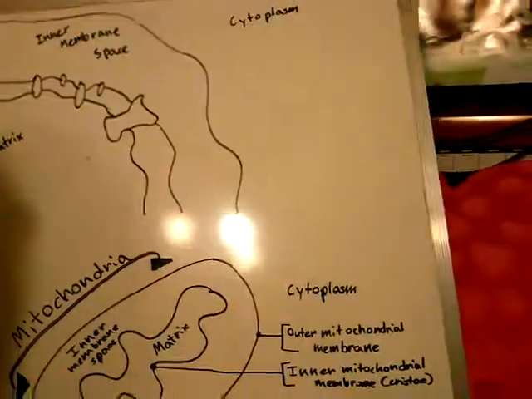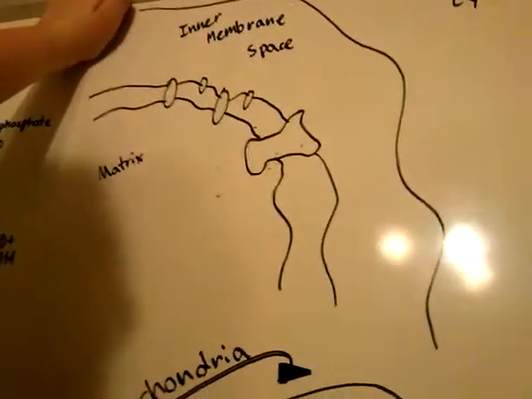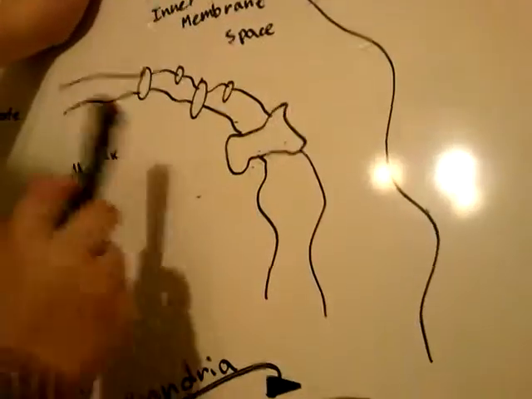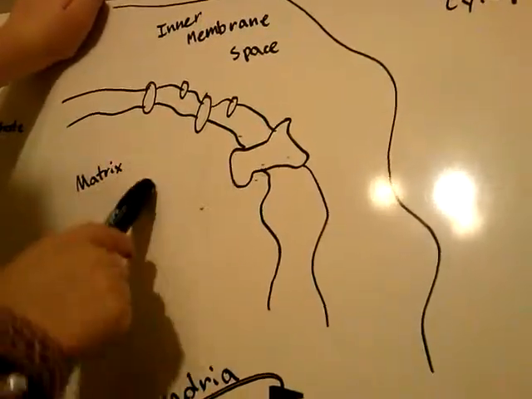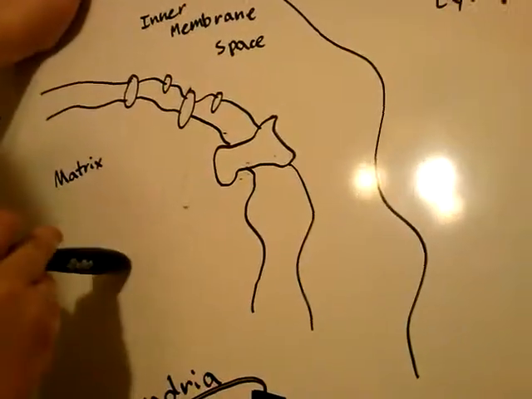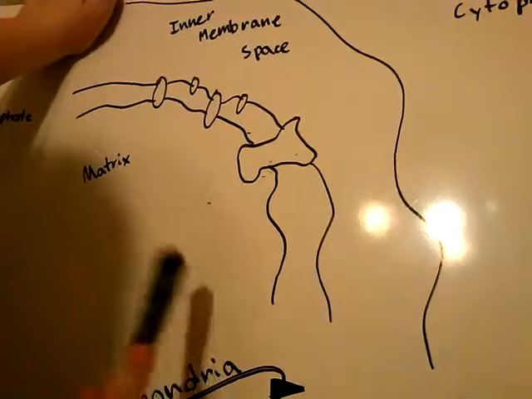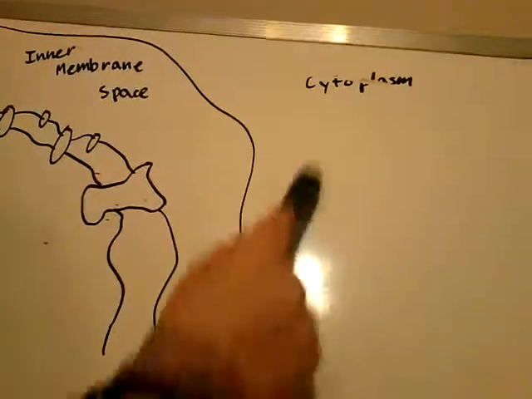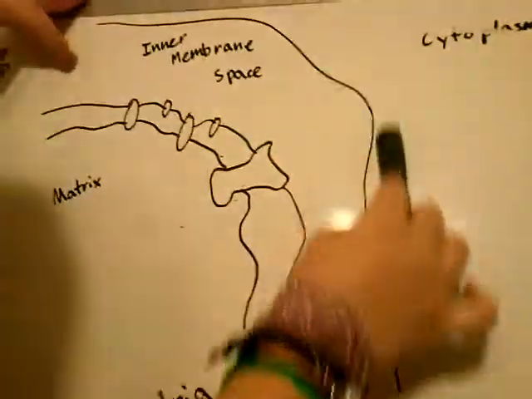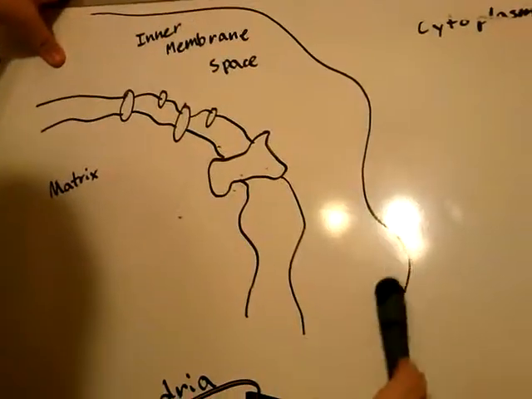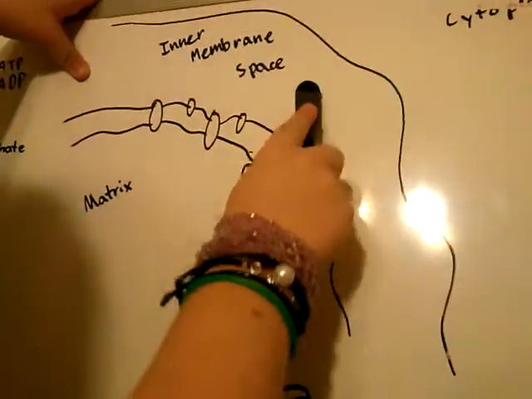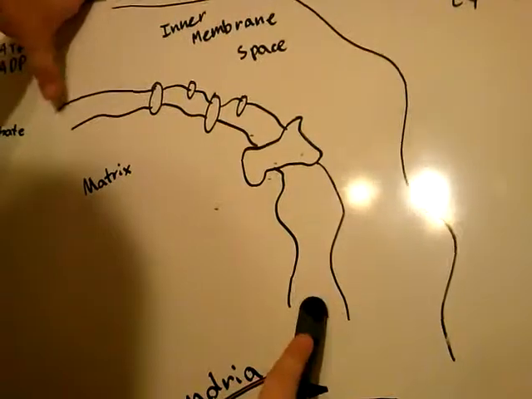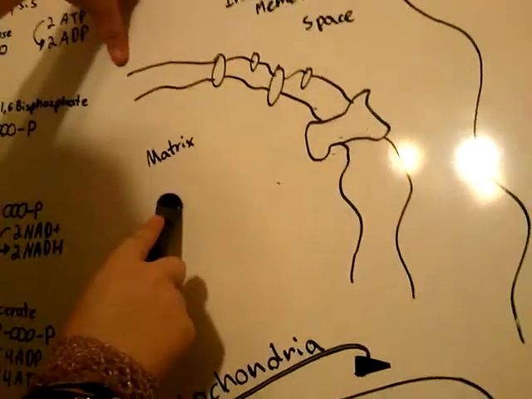Now, this I later fixed, but because I messed it up so many times, I thought I should go back and fix it. This is electron transport chain, and I'm going to explain what happens. First of all, this is the cytoplasm of the cell. This is the outer cell membrane of the mitochondria. Then it's the inner membrane space. Then it's the cristae, and it's the matrix of the mitochondria.